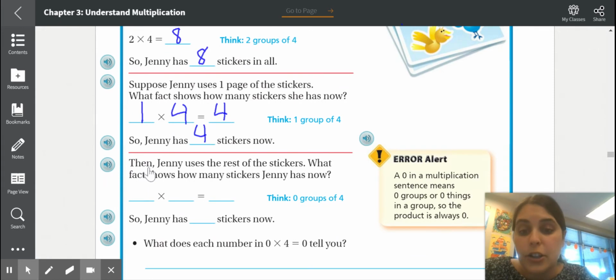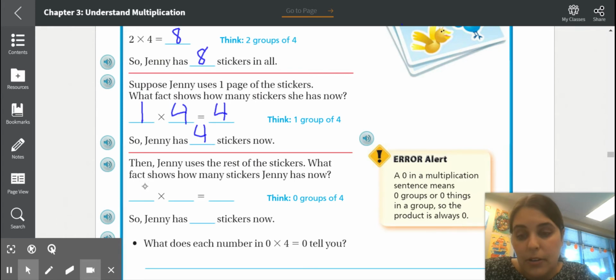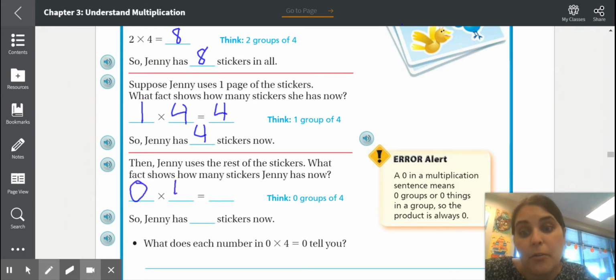Okay, then Jenny uses the rest of the stickers. What fact shows how many stickers Jenny has now? So now she has 0. She has 0 pages, right? They're all gone. But of the 4 stickers, she has 0 stickers left. Now she has 0 stickers.